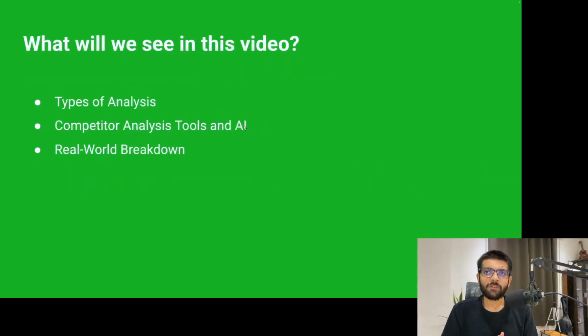What we will see in this video is the types of analysis. This is really important to understand that you can do actually multiple types of analysis, right? But we will cover the two broad categories. Competitor analysis tools that you need to use or you can potentially use. I will not go through the entire list of tools. There are too many, but the tools that I have used in the past and they gave me unbelievable satisfaction. I'll show you around some tools also. How to use AI for doing competitor analysis and a real world breakdown as I promised in the beginning of this video.